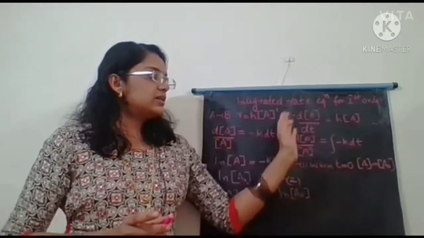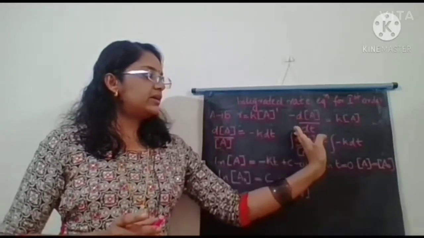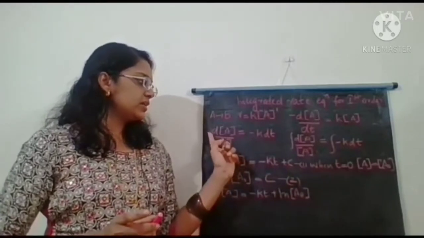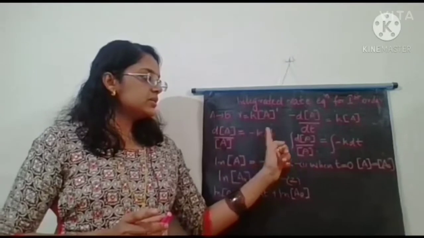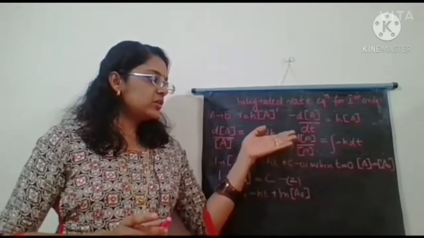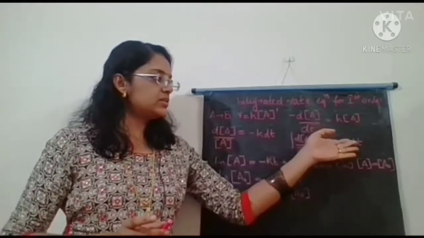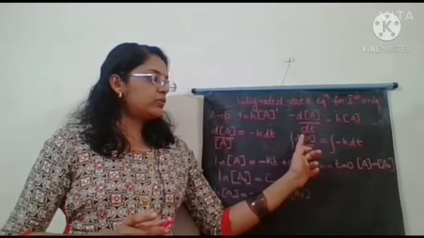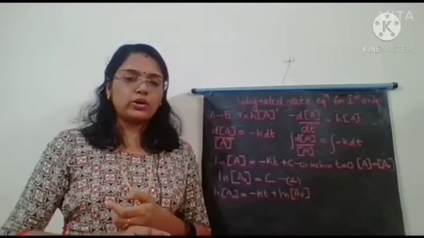Then rearranging, the concentration of A should be on the dA side and t on the other side. So on rearranging, we get dA divided by concentration of A is equal to minus k dt. Then we have to integrate: integration of dA divided by A is equal to integration of minus k dt. The integration of 1 by x dx gives log x.